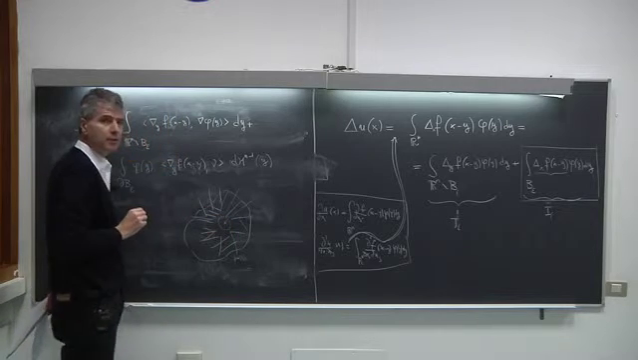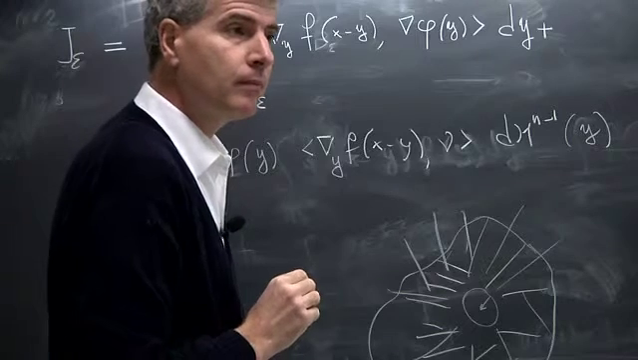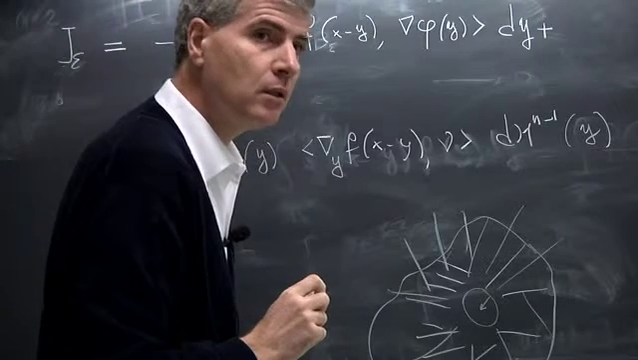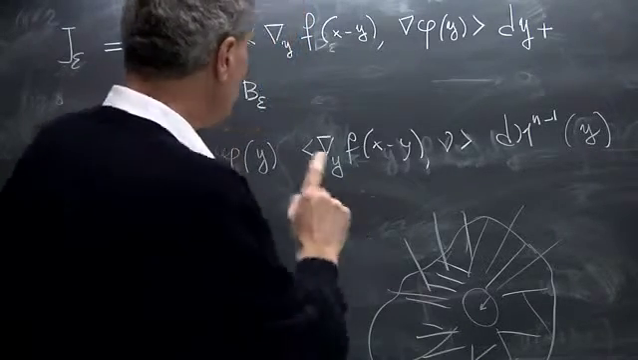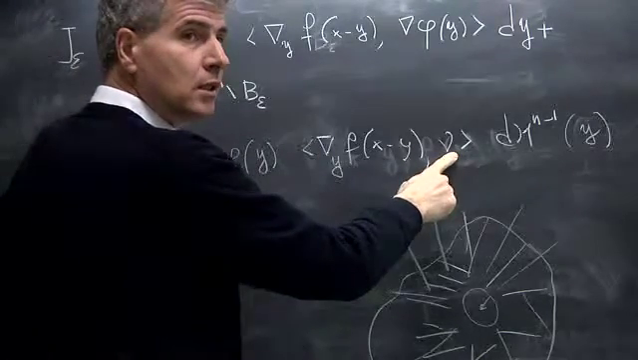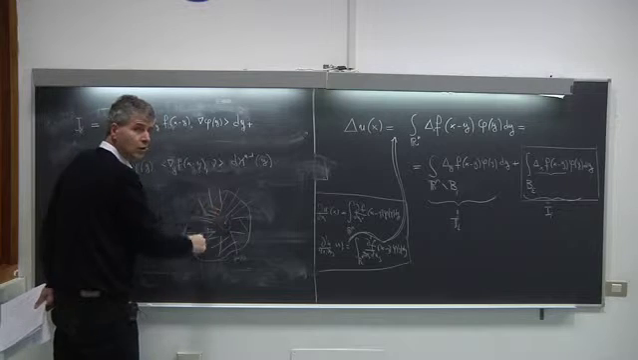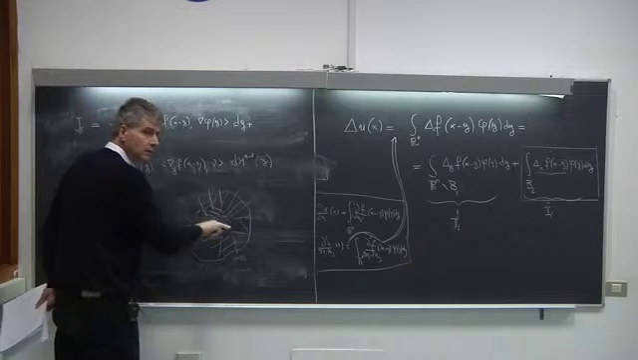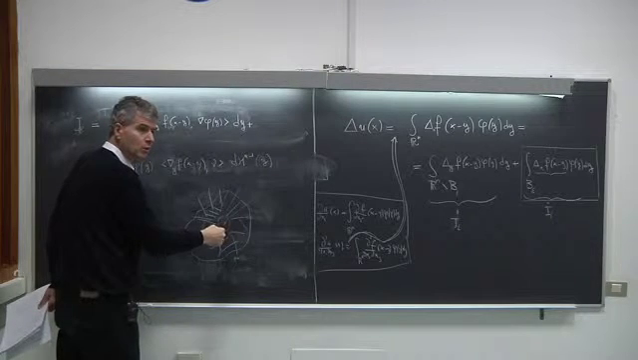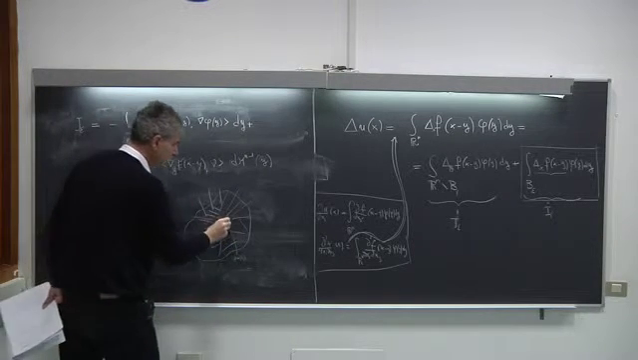And nu is exterior. Is this clear? Nu, if I put the plus here, is exterior to the domain. So exterior to this circular annulus on this boundary means inward with respect to the ball. Okay, so this is exterior.